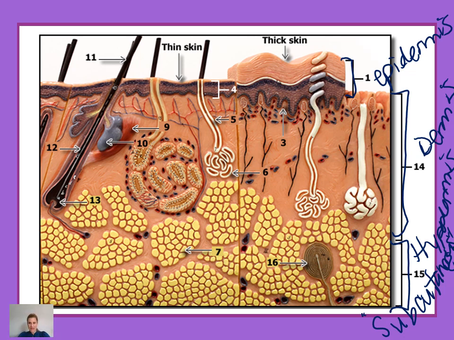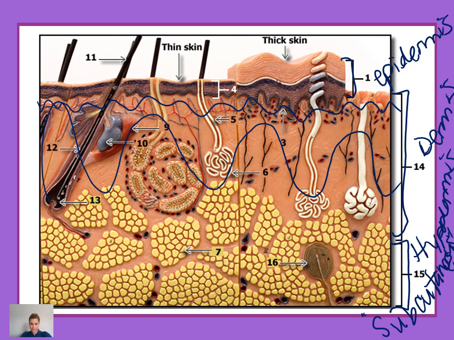The dermis can be separated into two general areas. This outermost area right here is the papillary region or papillary layer. And then the larger, deeper portion is the reticular layer or reticular region. You can see all of these finger-like projections that stick up. Those are all the dermal papillae. And then the parts of the epidermis that extend down are the epidermal ridges.